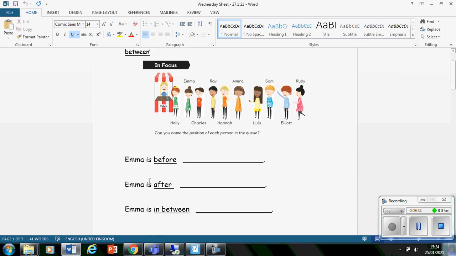But I have got Emma is before, so you've got to check your queue. Emma is before who? I don't know. Emma is after who? And Emma is in between who? Okay, who is she in between? So this person here is Emma.